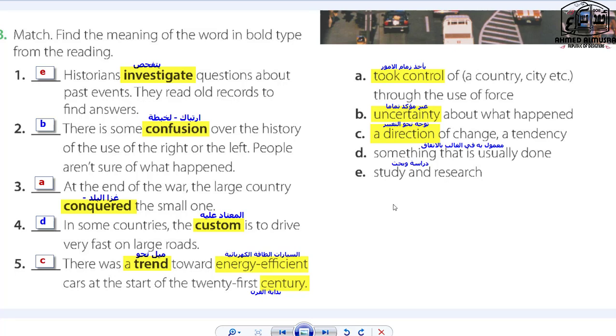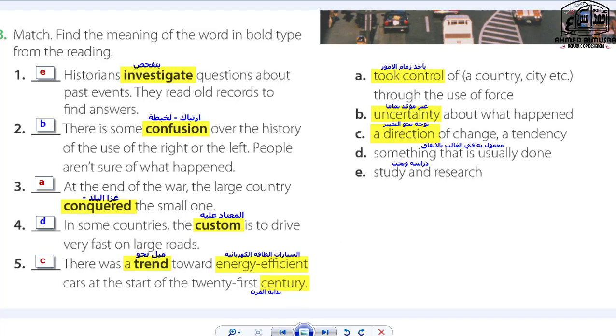Okay, number 4. In some countries, the custom is to drive very fast on large roads. D. Something that is usually done. Okay. Number 5. There was a trend toward energy efficient cars at the start of the 21st century. C. Direction of a change, tendency. Okay, that's fine and that's right.